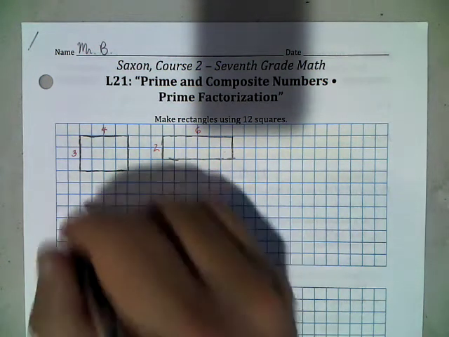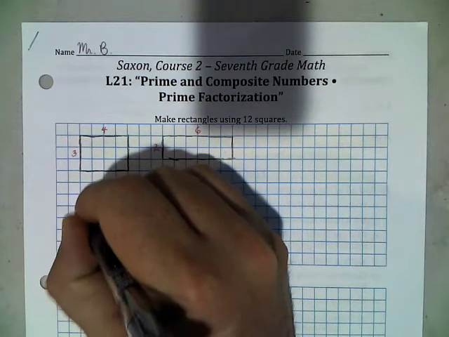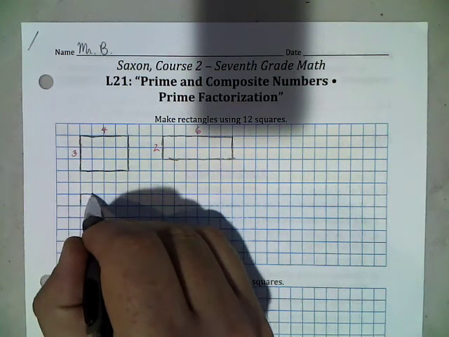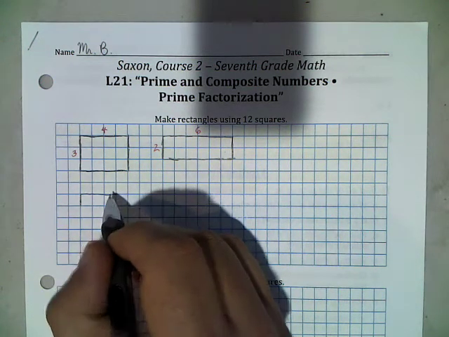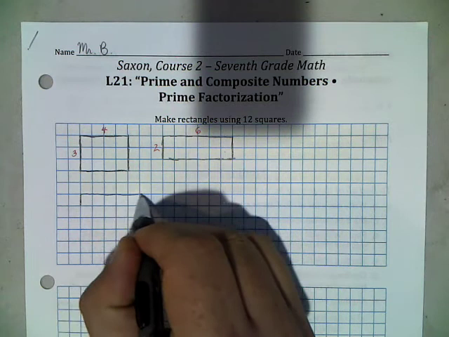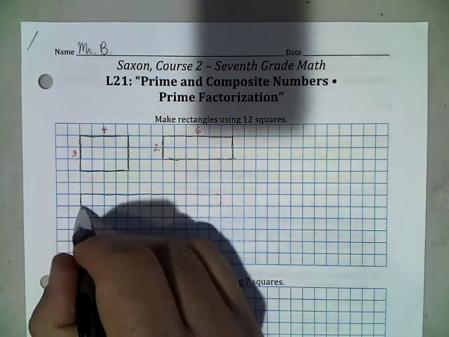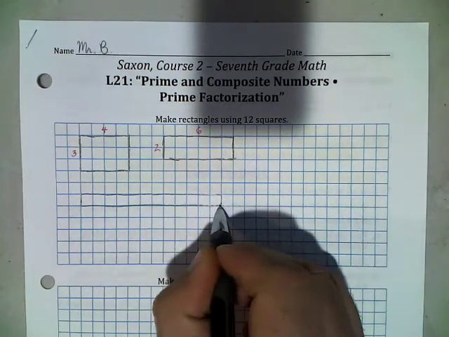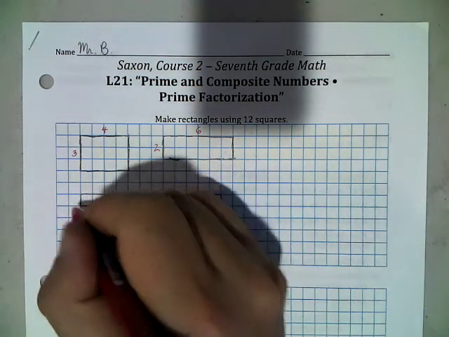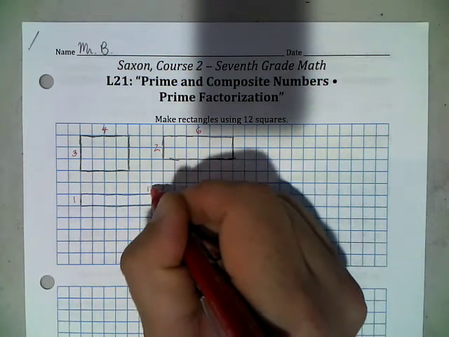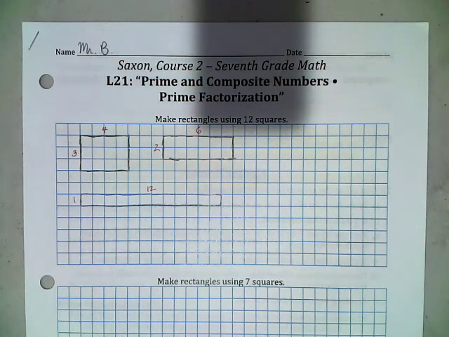Or you could alternatively just go 1 box across and maybe shove all the boxes right up next to the wall in one big line. So I got 3, 4, 5, 6, 7, 8, 9, 10, 11, 12. And so I could make a 1 by 12 grouping. So there are 3 different rectangles that I could make using 12 boxes.